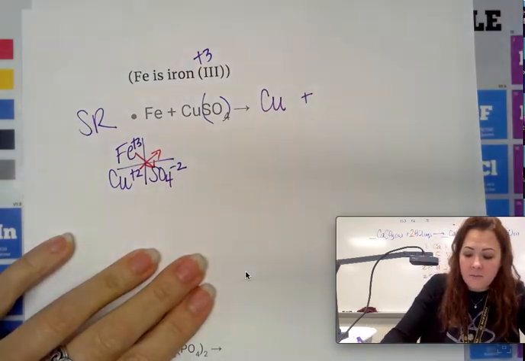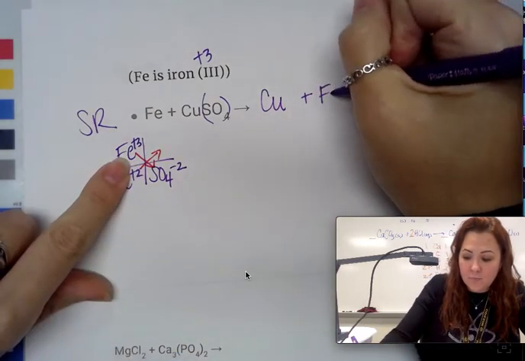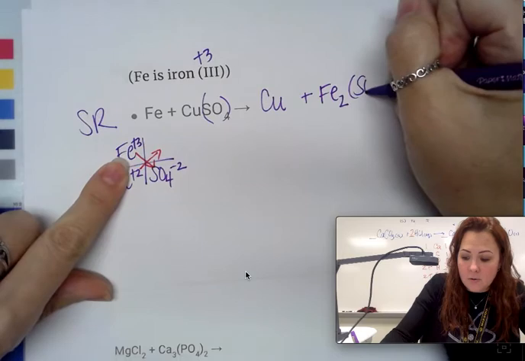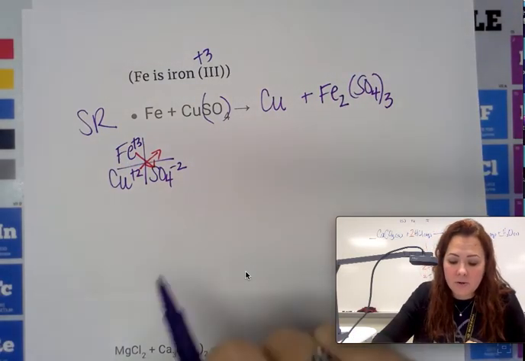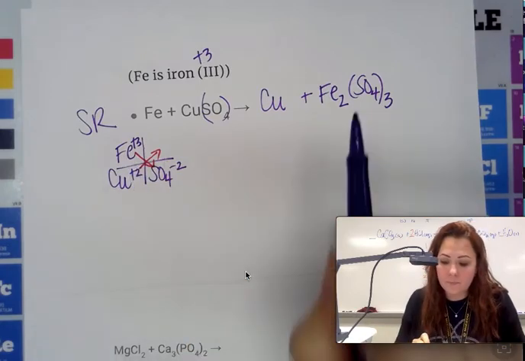And then Fe2(SO4)3. So I undid the swap and drop, wrote it down here, and then I re-swapped and dropped.